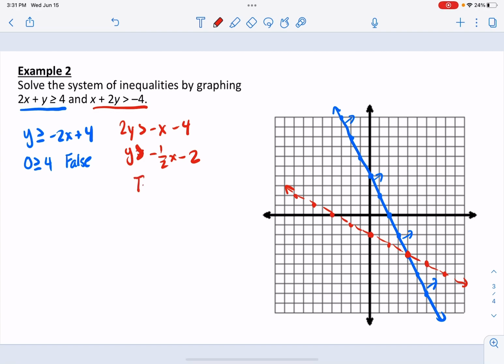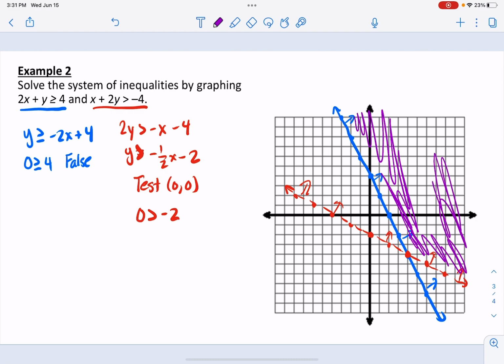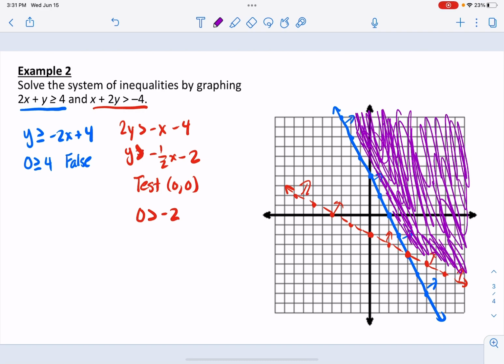And then I test 0, 0. So 0 greater than -2. That is true. So I would be shading above for this. Now, where are your arrows going both? Your arrows for both are all of these points here. So all of these points, what you're shading is your solution to your system of equations. So all of this is your solution to your system of equations.